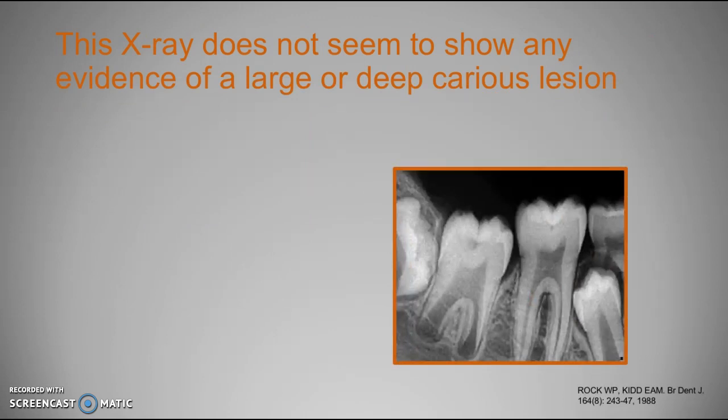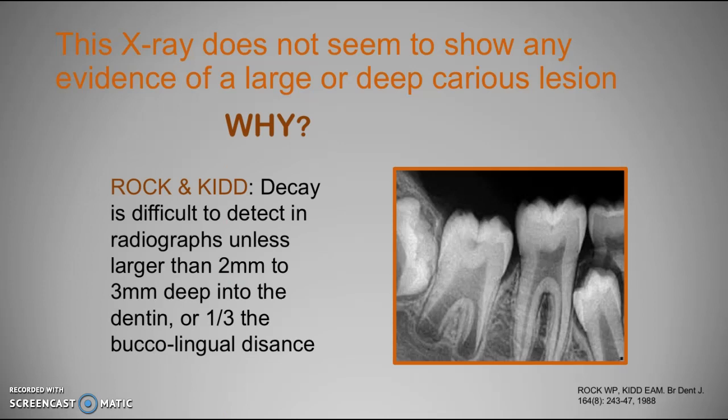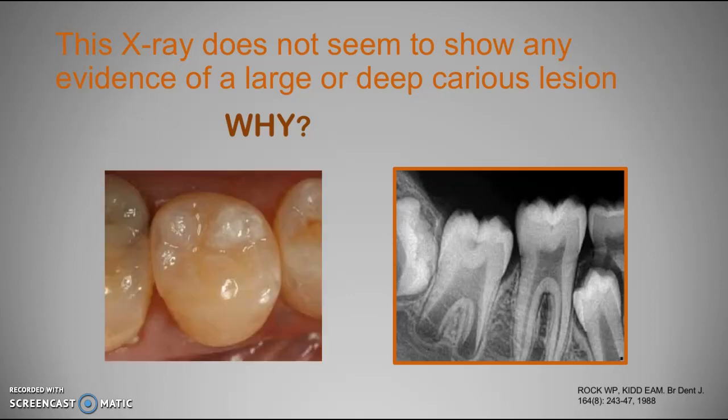So if we take a look at this X-ray, we cannot see any superficial or deep caries. Why is that? Rock and Kidd in the British Dental Journal said, decay is difficult to detect in radiographs unless larger than 2 millimeters to 3 millimeters deep into the dentine, or 1/3 the buccolingual distance. So yes, enamel has to be this thin to allow the radiograph to show the carious lesion within it.